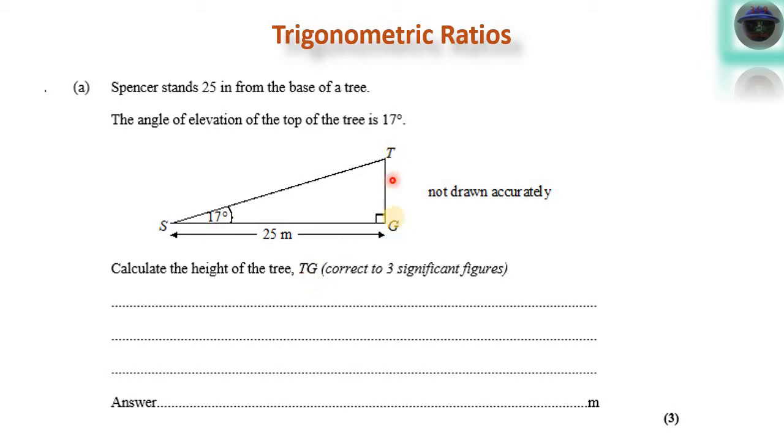Could be GT, same way, looking at this height here. The answer must be corrected to 3 significant figures. When we look at this, we're seeing the angle of elevation being 17 degrees in respect to the top of the tree. And the angle of elevation is always from the ground level, because we're elevating upwards to the top of the tree in this case.